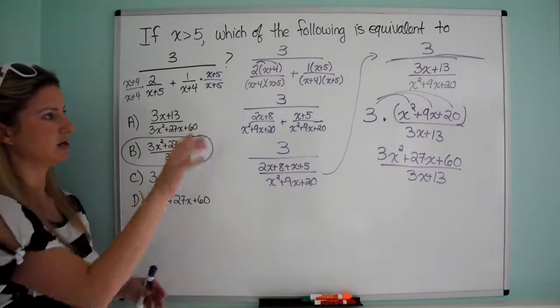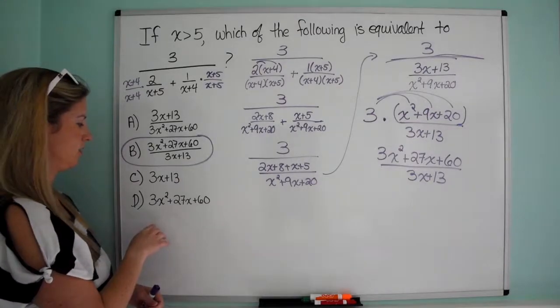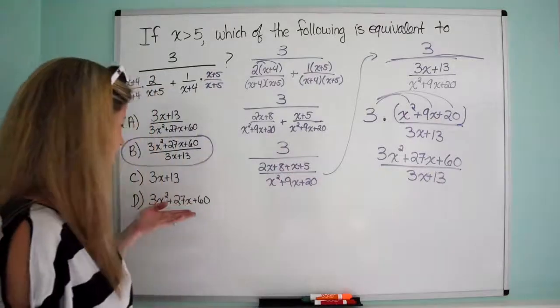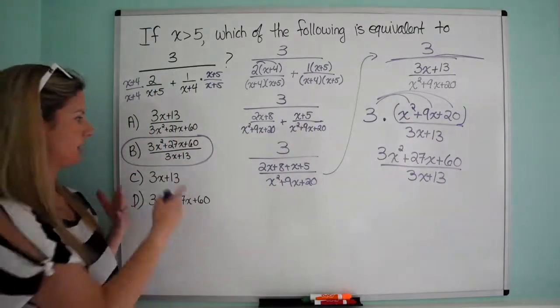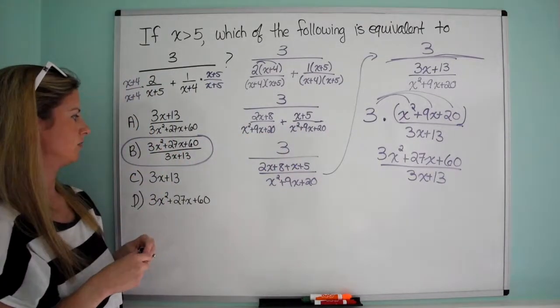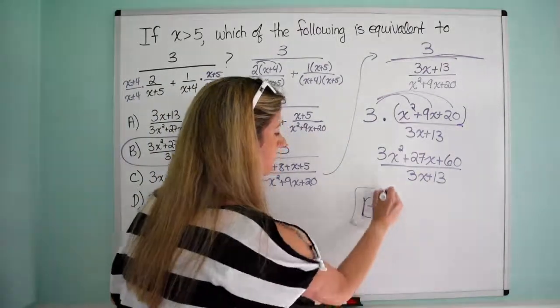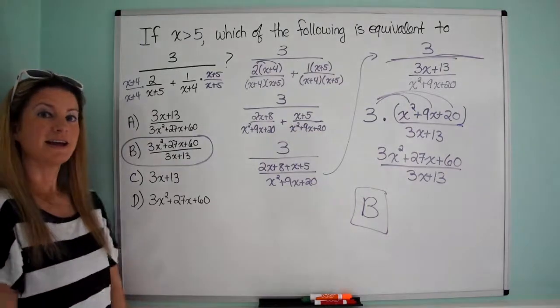It's always good to do that if you have time, but that's a quick way to say, oh, now I know which it is. The x squared, the quadratic, is in the numerator, and there's only one choice where the quadratic is in the numerator. So our answer is B. So there you go.